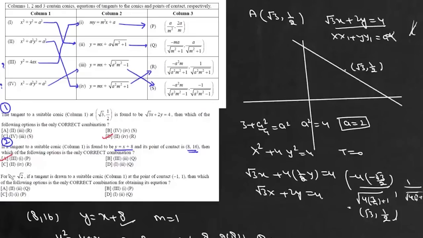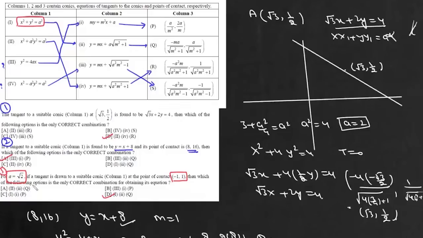And the next one is, for a equals root 2, if a tangent is drawn to a suitable conic at the point of contact minus 1, 1, then which of the following options is the only correct combination for obtaining its equation? Now if we put x as 1 and y as 1, then we should get a as root 2. This is only possible in the case of a circle. So this third one should be this 1, 2 and q. And that's your option D.